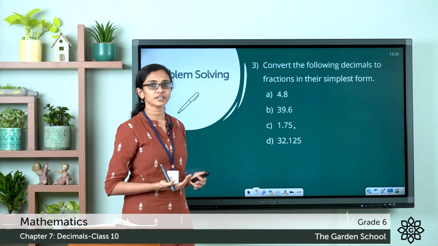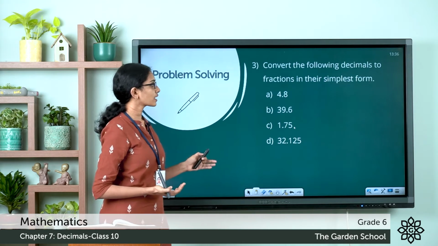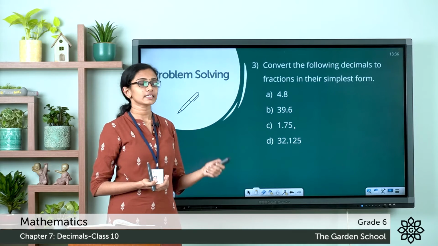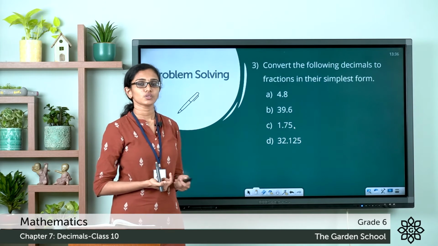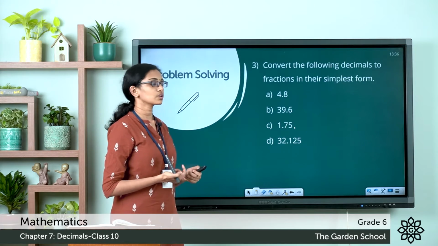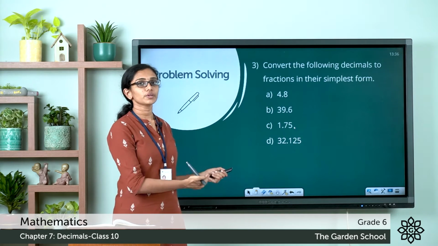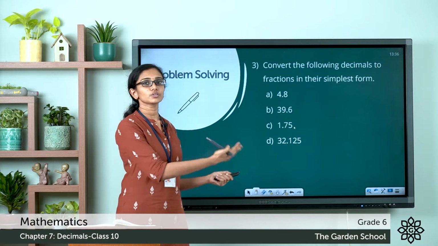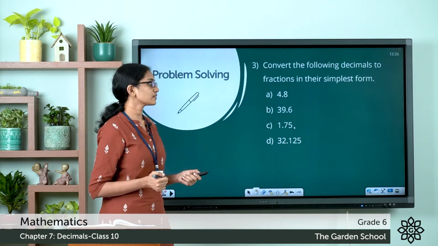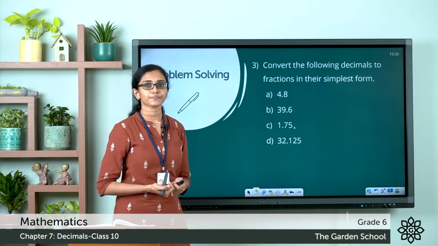Let's discuss the third question now. Convert the following decimals to fractions in their simplest form. Here you are given decimal numbers, and you are asked to find out the corresponding fractions. So, here you are going to convert a decimal number to the fractional form. Let's take the first one, 4.8.